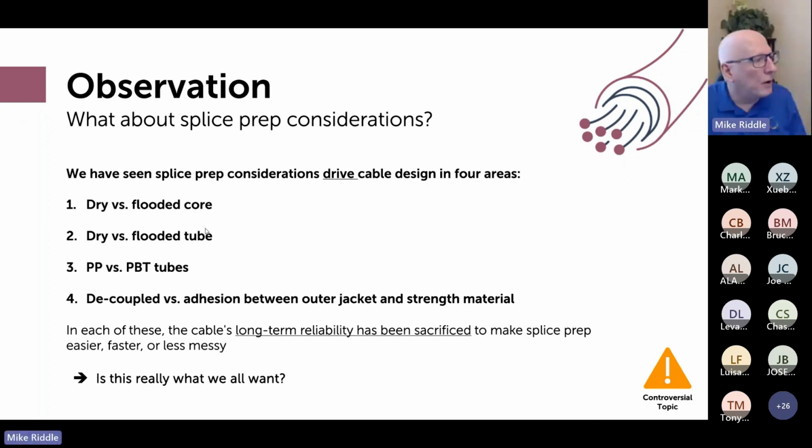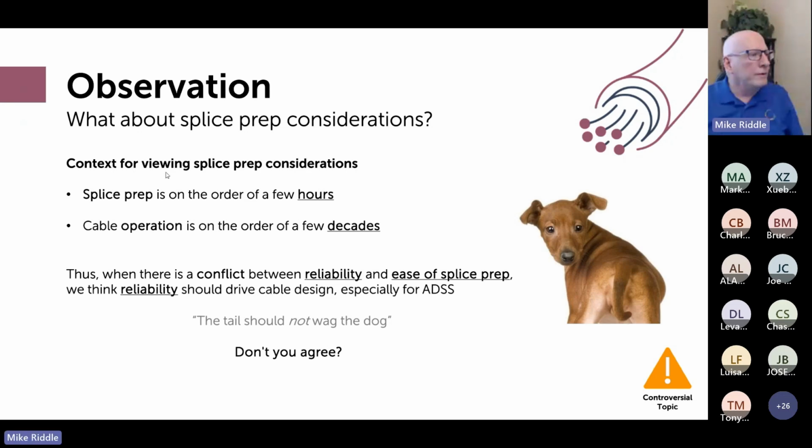Now, I am okay with the first of these, but I am very troubled by the following 3. I'll concede the first one, not a bad idea, but for the tubes, absolutely, I think flooded is better. I absolutely think PBT is the better material. Again, both of that in the context of ADSS, and I absolutely think you need to have coupling between the strength member and the outer jacket. And I want to give you context on that.